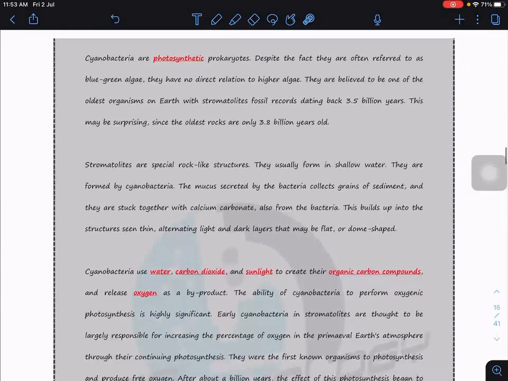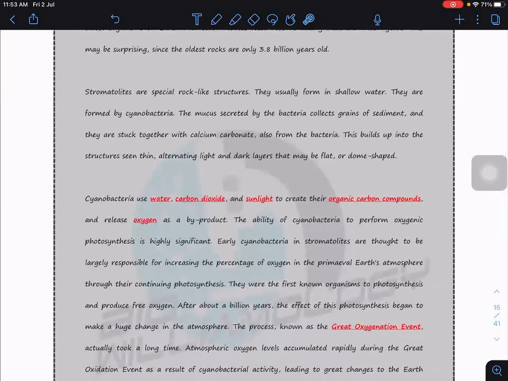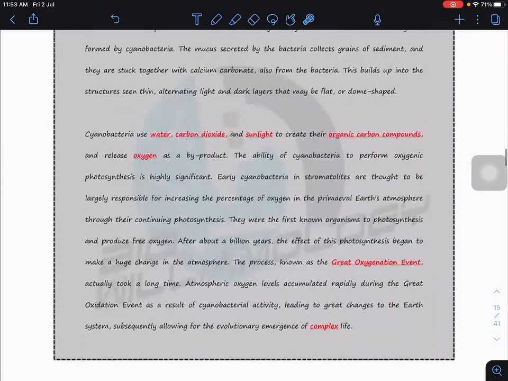So cyanobacteria are photosynthetic prokaryotes, despite the fact that they are often referred to as blue-green algae, but they are not algae, okay? So what they do, they use water, CO2, and sunlight to create their organic carbon compounds and release oxygen as a byproduct. So they are the first known organisms to carry out photosynthesis and produce free oxygen. After about 1 billion years, the effect of this photosynthesis began to make a huge change in the atmosphere, a process known as the Great Oxygenation Event.